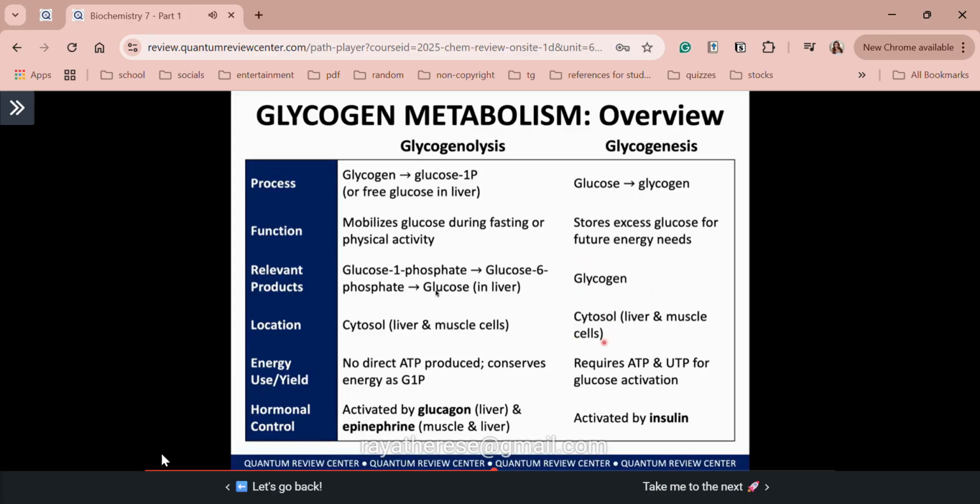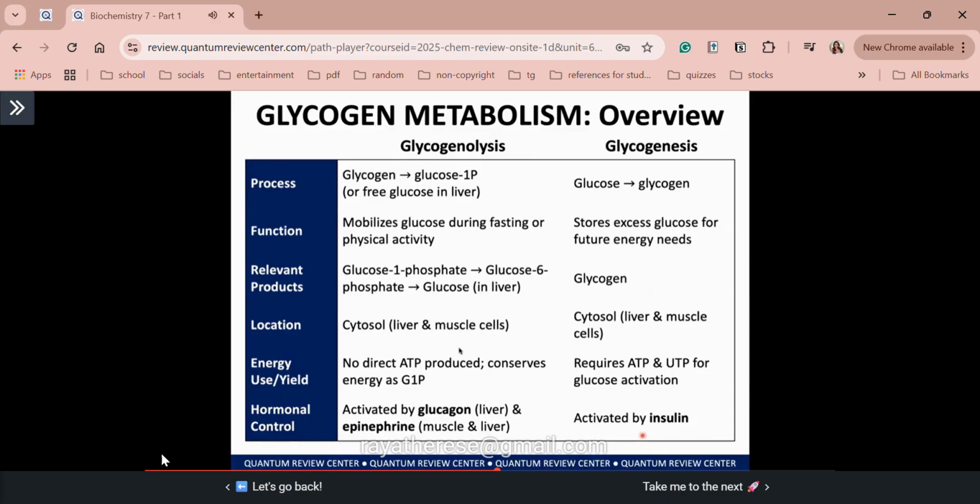Class, check the location. The location of glycogenolysis and glycogenesis is similar. So this is important for the availability of our substrates. Second to the last, energy use. So your glycogenesis is actually using energy. Alright? So here it requires ATP and UTP for glucose activation. And for hormonal control, it is activated by your insulin hormone.